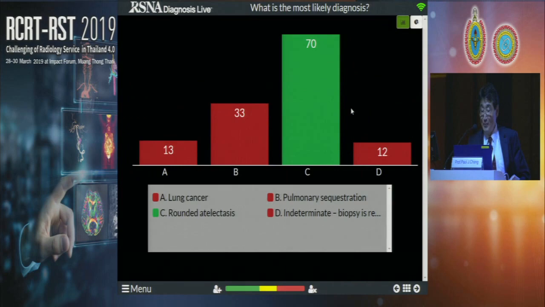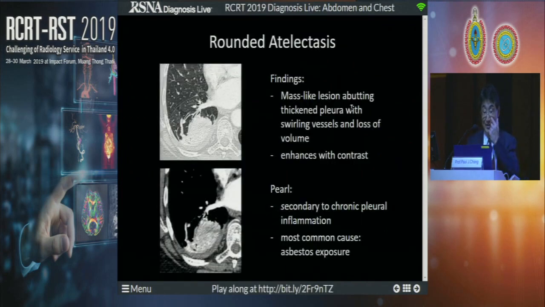So, most people got the right answer. Excellent. Okay, so this is rounded atelectasis. You see the mass-like lesion, which is always worrisome, but you see it's associated and budded in a thickened pleura, and you have the swirling vessels, enhanced secondary to chronic pleural inflammation. We in the U.S. see this with a lot of asbestos.